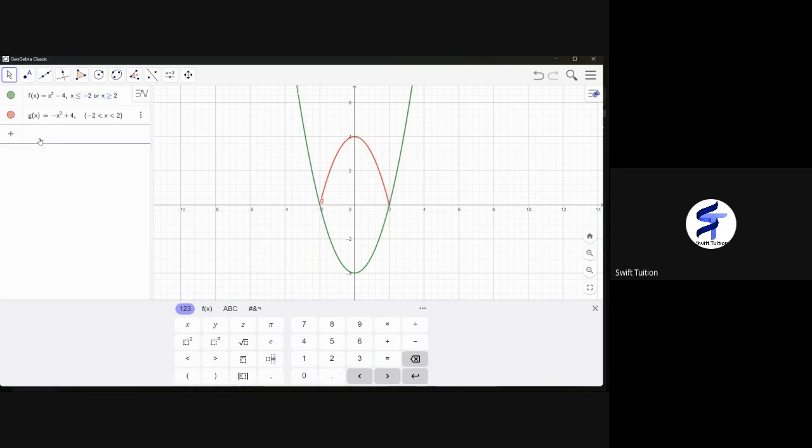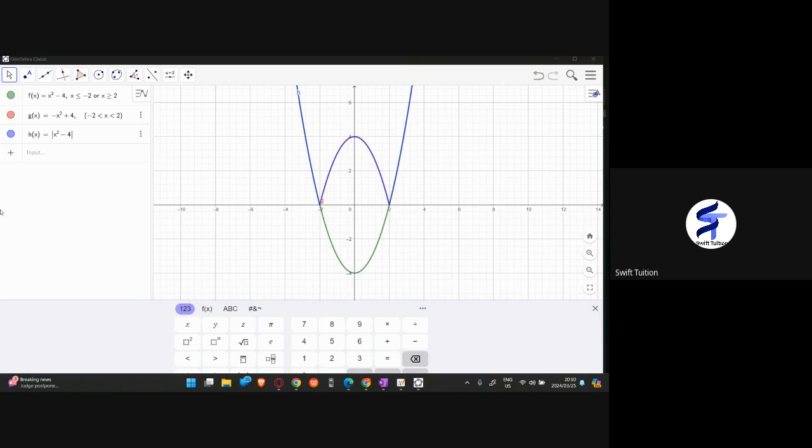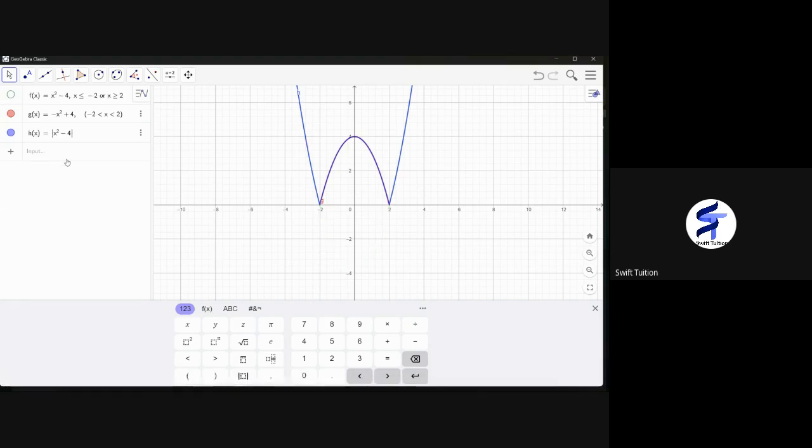Inside the absolute value expression, if I have an h of x function that's just equal to the absolute value of x squared minus 4, it takes the positive versions of each of the functions. As you can see over here, if I switch this off, it looks like this.